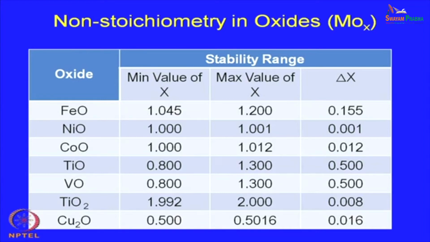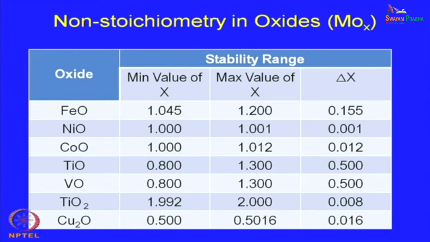Titanium oxide is a little different. One can see here titanium oxide means 1:1, so x is supposed to be 1. Instead of that, x actually varies from 0.8 to 1.3. So it can be less than 1 or more than 1 also. That is another situation where the non-stoichiometry deviates from the correct ratio in both ways.